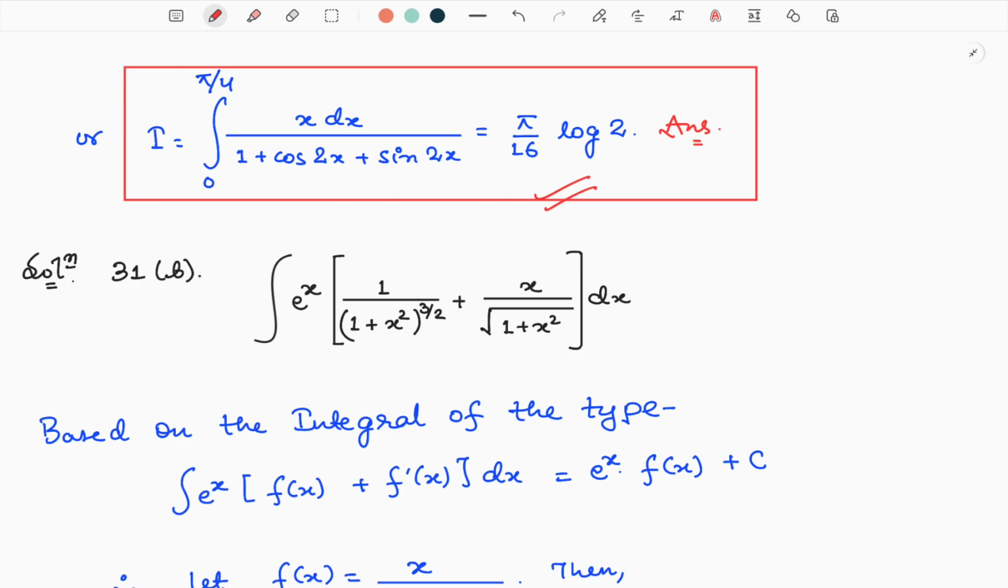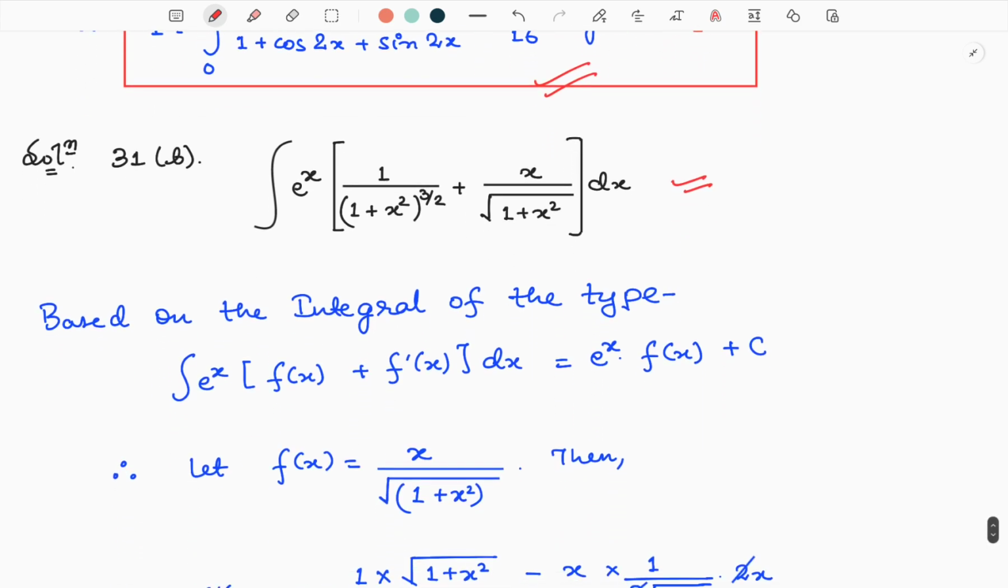Anyhow, if I were asked which part to solve, part A or part B, I think smart students should have chosen part B, because it is nothing but just seeing the property of e to the power x [f(x) plus f dash x]. As you can see, part A is not that easy if you don't know the property of trigonometry, but part B is very easy. Let's see how.